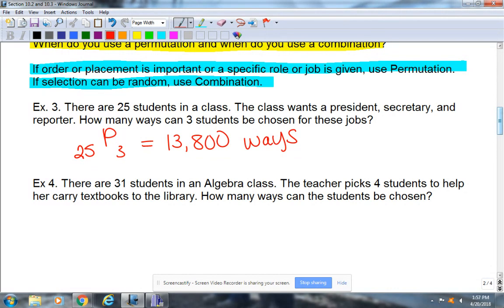It's true, because you do that formula for permutations. All right, so y'all tell me if this one's a permutation or a combination. Remember, if the order or the placement or the listing matters, it's a permutation. If it can be random, it's a combination.